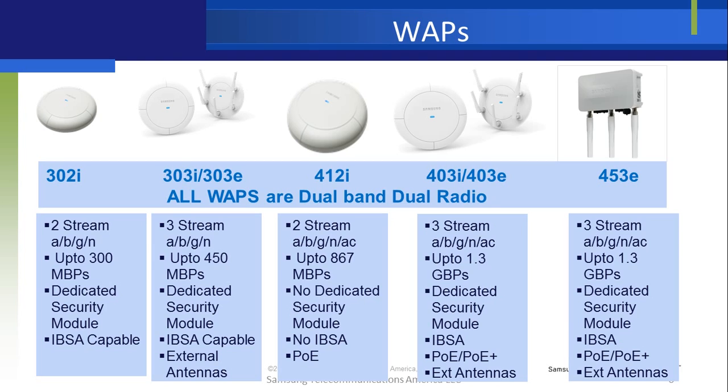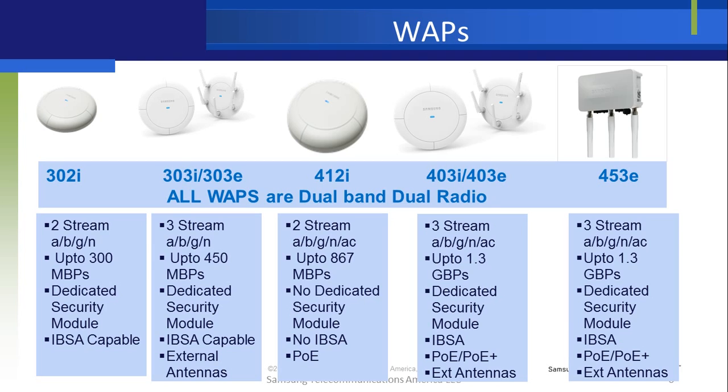So we'll start off with the 302i. That's our two-stream access point, ABGN. Oh, before I start, all WAPs are dual band, dual radio. So that means they have two radios. They can concurrently serve clients on 2.4 gigahertz and 5 gigahertz.